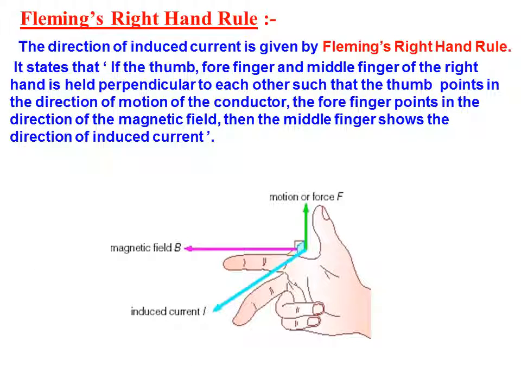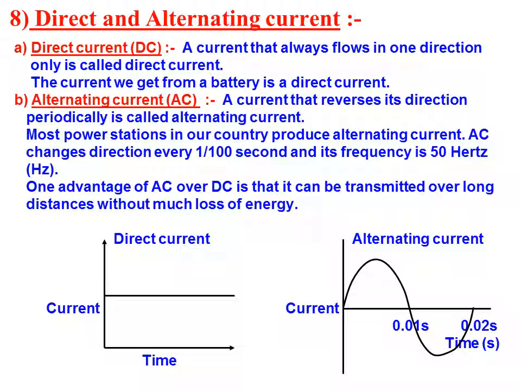Right hand rule: stretch your right hand in such a way that the thumb shows the force, the forefinger shows the magnetic field, and the middle finger shows the induced current, and these three fingers are mutually perpendicular to each other. Direct and alternating current.